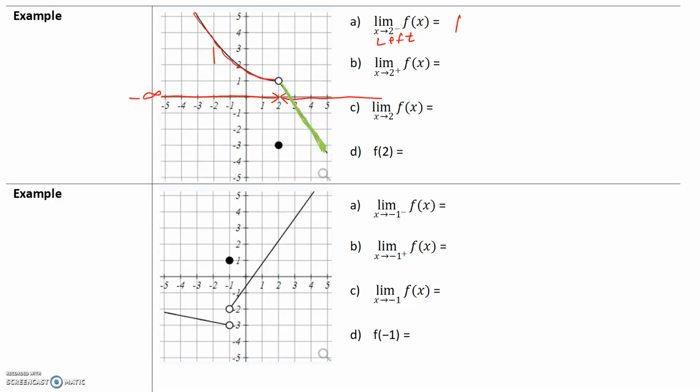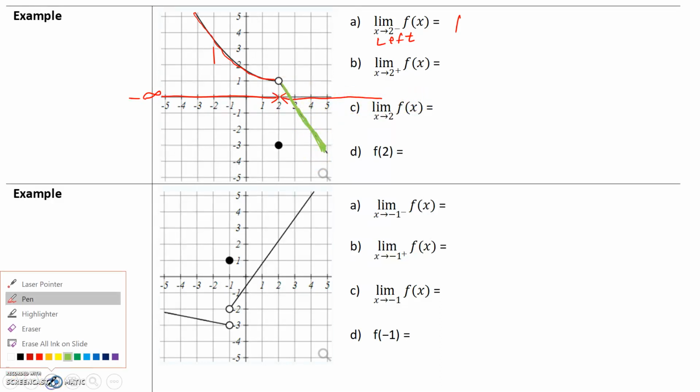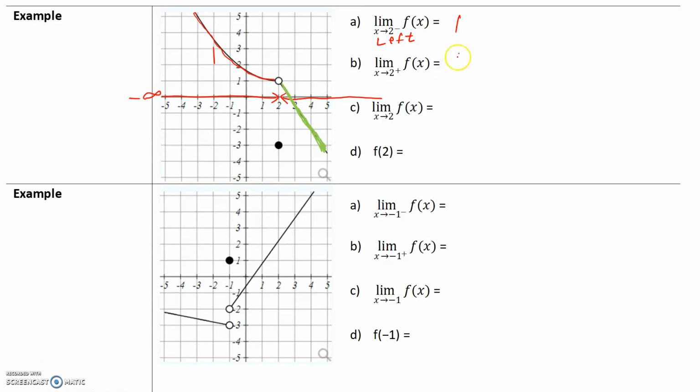Okay, now what is this graph approaching as x comes from the right? It's approaching the same value. It's approaching 1. Okay, so therefore, by the theorem, the limit of f of x as x approaches 2 from the left and from the right is equal to 1. Therefore, the limit is equal to 1.